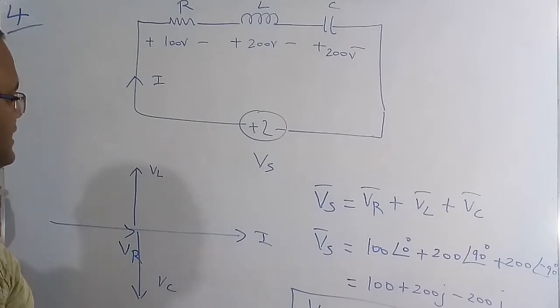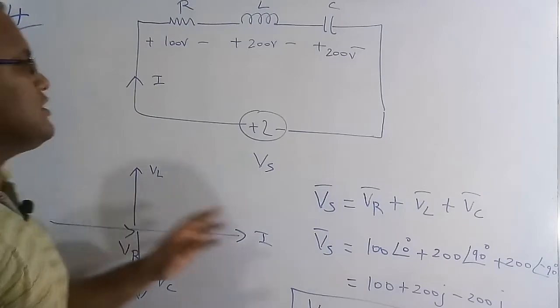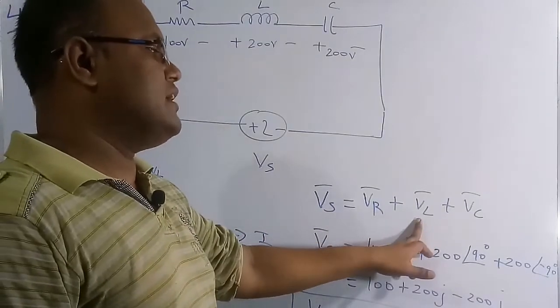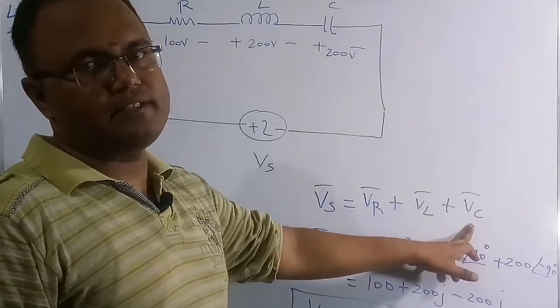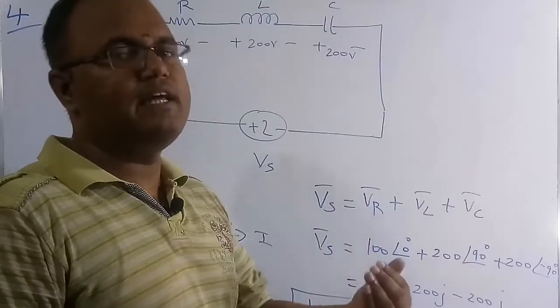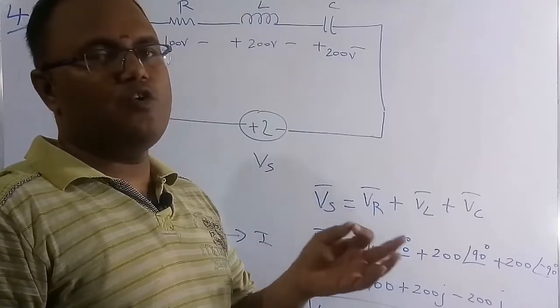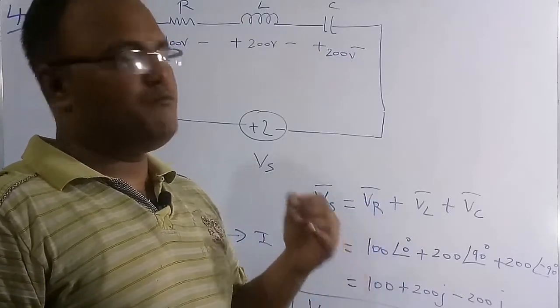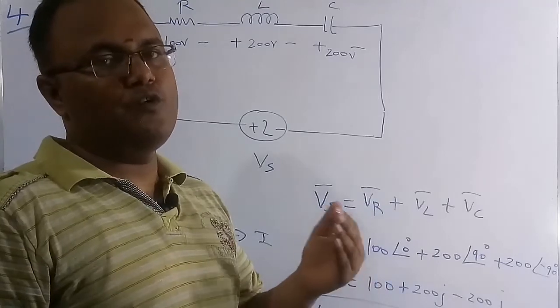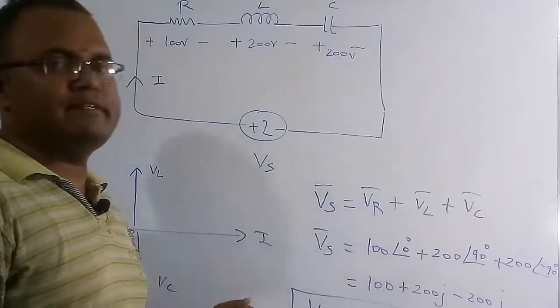Now you can see clearly that the overall supply voltage is a vector quantity, which is the voltage across the resistor plus the voltage across the inductor plus the voltage across the capacitor. These are vector quantities, because for AC analysis we go for vector addition, whereas for DC analysis we go for arithmetic addition. Therefore, as it is AC analysis, we go for the vector addition.